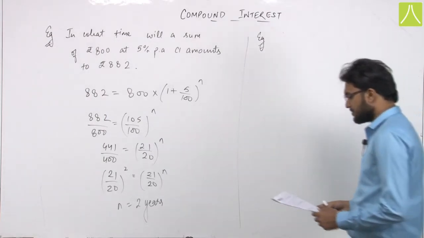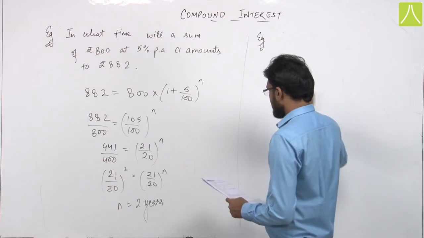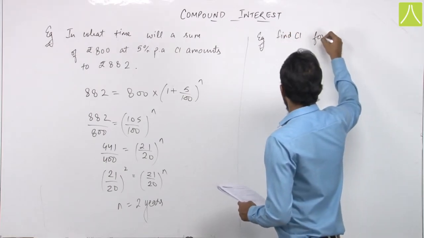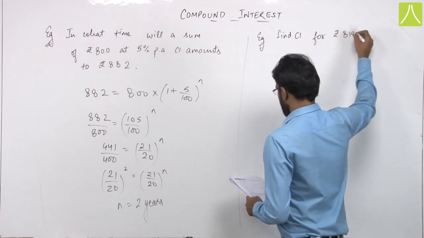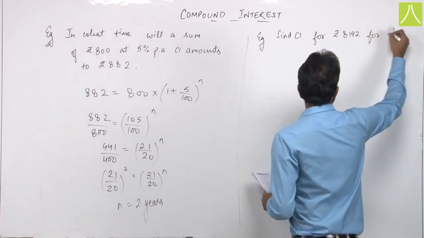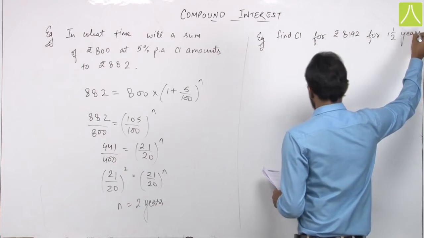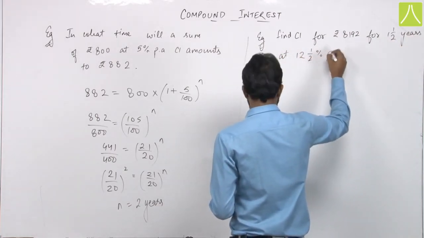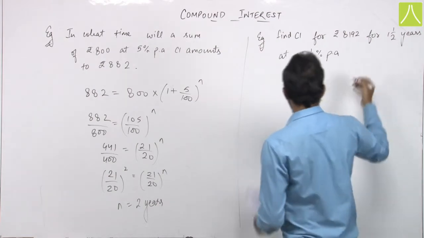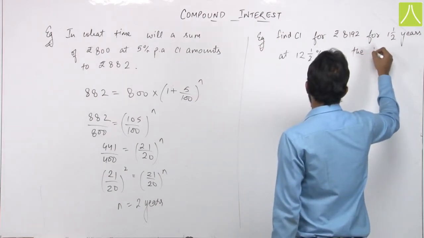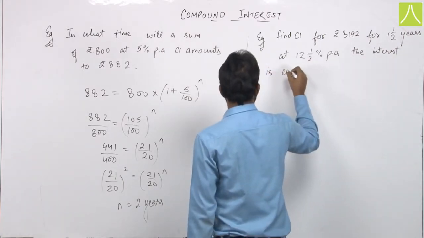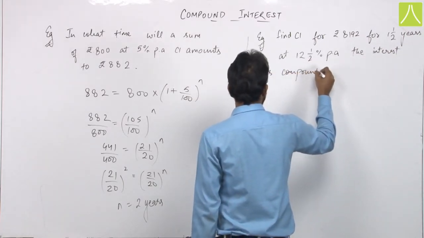Let us see another question. In the next question, we have to find the compound interest for rupees 8192 for 1.5 years, which is at 12.5% per annum, and the interest is compounded half yearly.